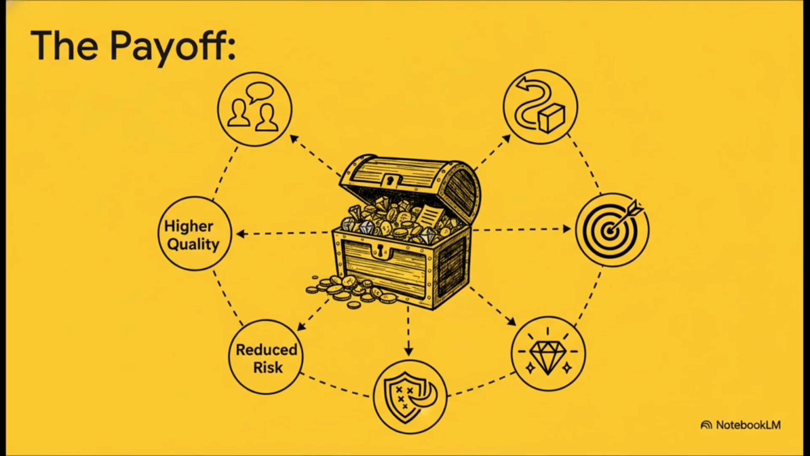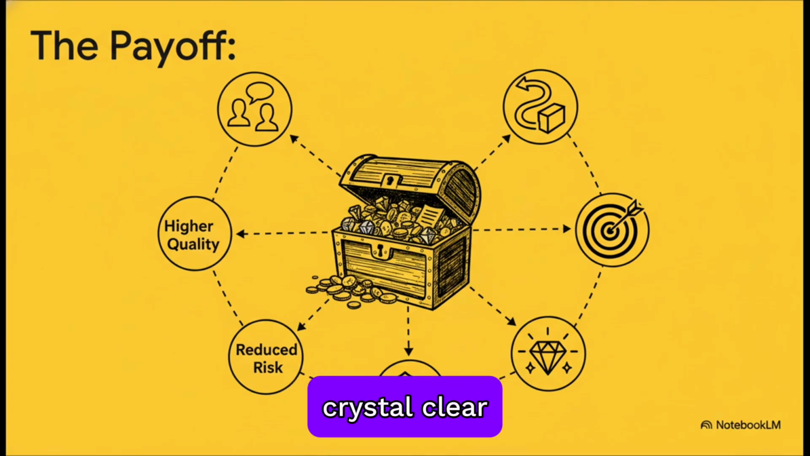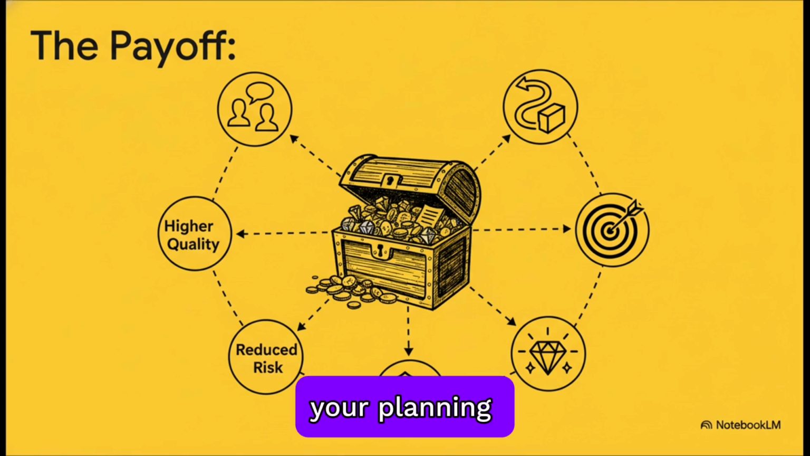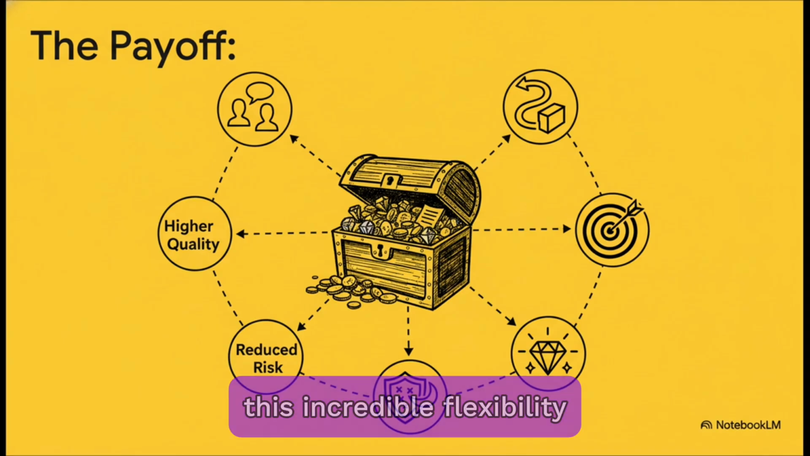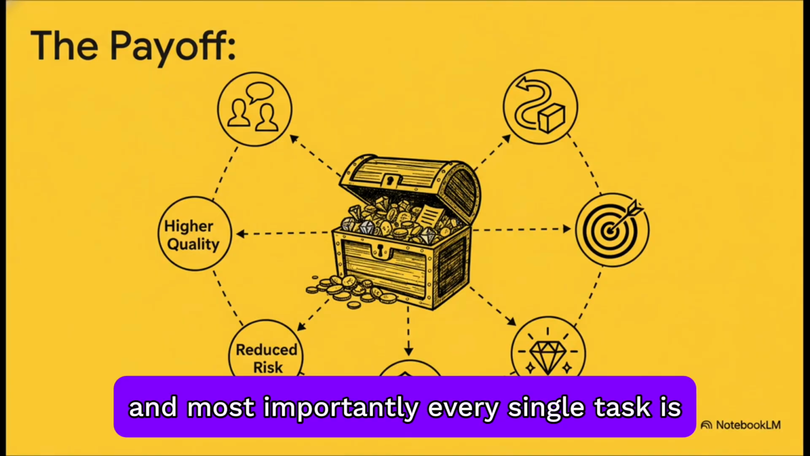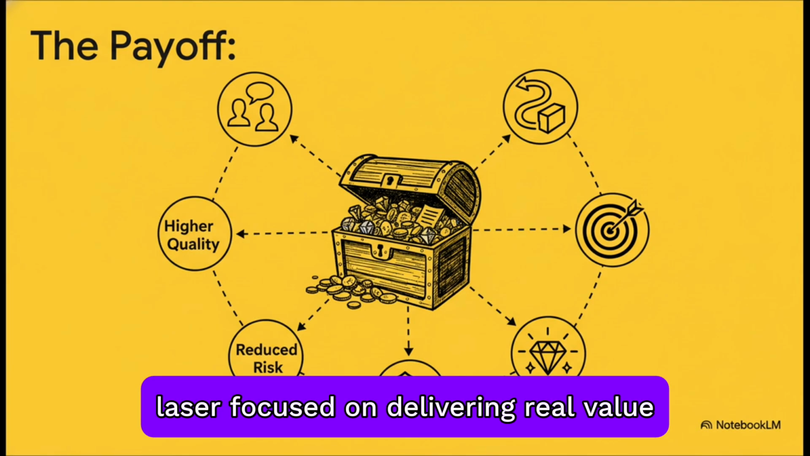The payoff is huge, and it directly attacks that chaos we talked about at the beginning. Communication suddenly becomes crystal clear because everyone knows the why behind their work. Your planning gets way more accurate. You gain this incredible flexibility to adapt to change without the whole project falling over. And most importantly, every single task is laser-focused on delivering real value.